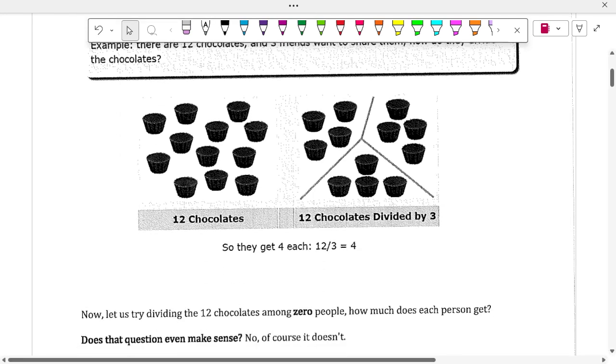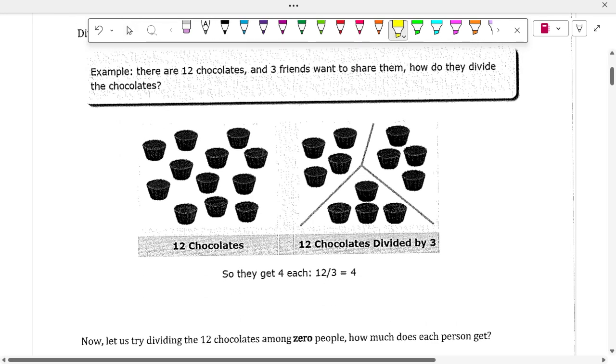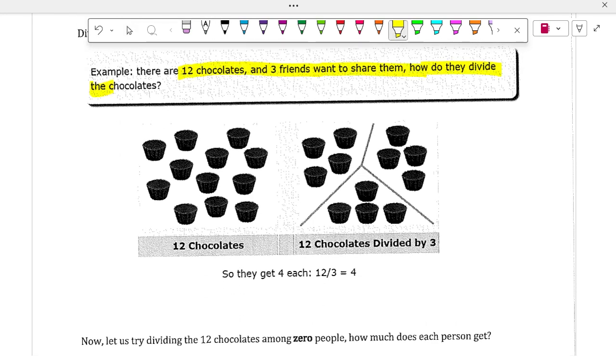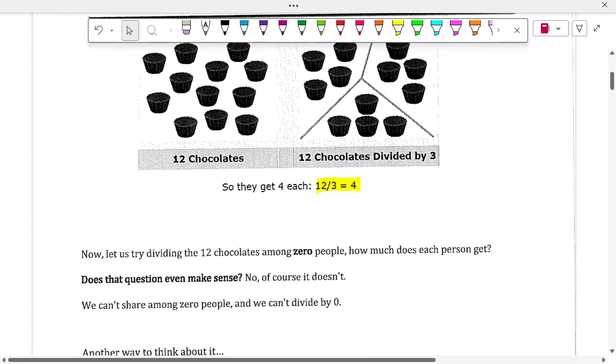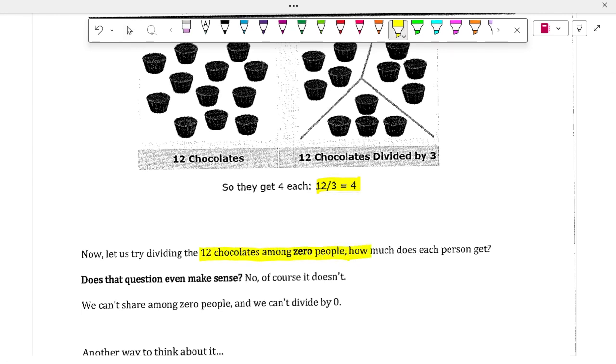All right, so here's an example. Pretty straightforward. If there are 12 chocolates and 3 friends want to share them, how do they divide the chocolates? Obviously, you just do 12 divided by 3, you get 4. That's elementary school math. Now, what if you divide 12 chocolates among 0 people? How much does each person get?